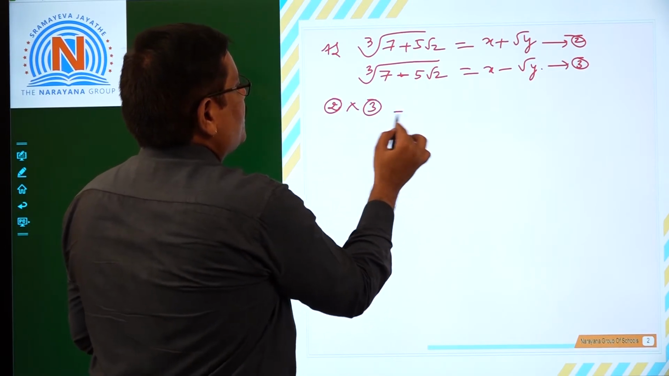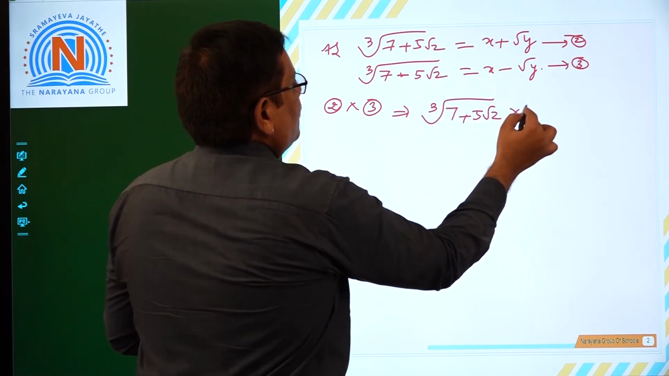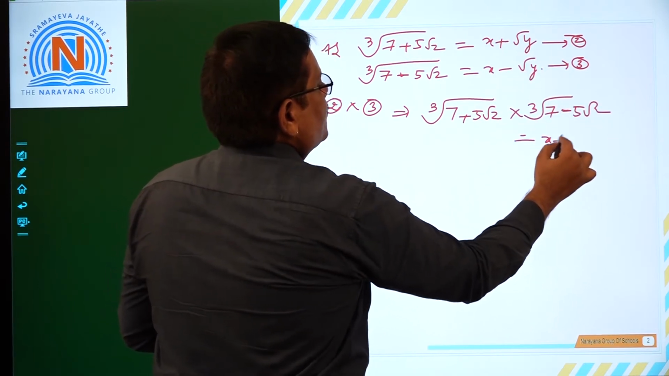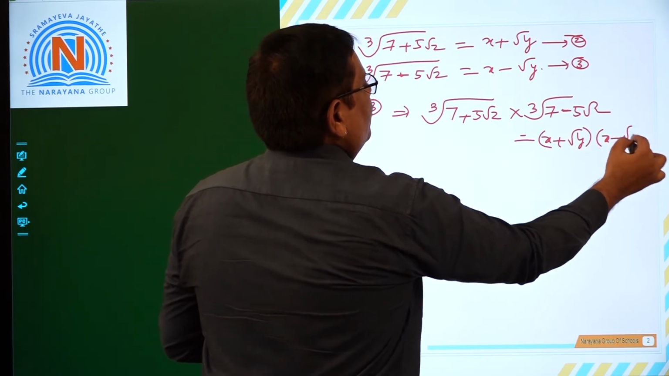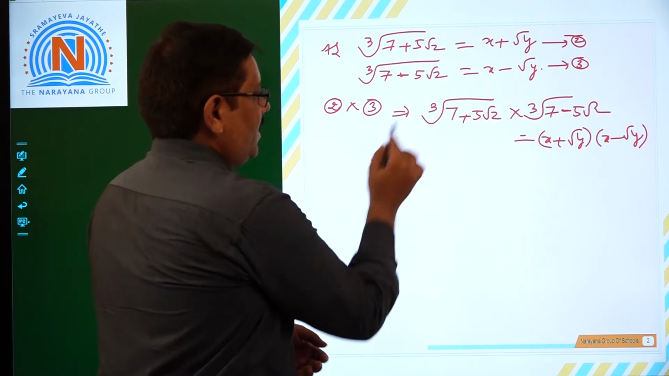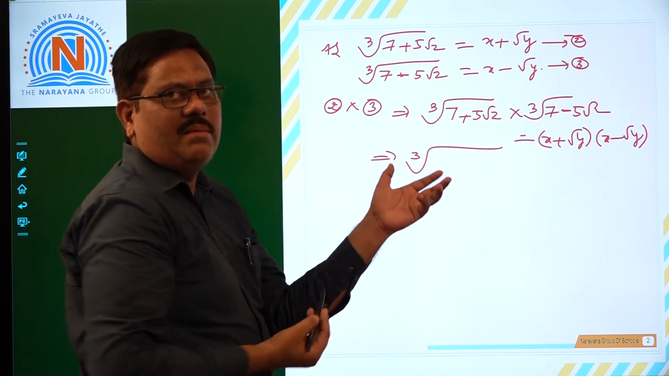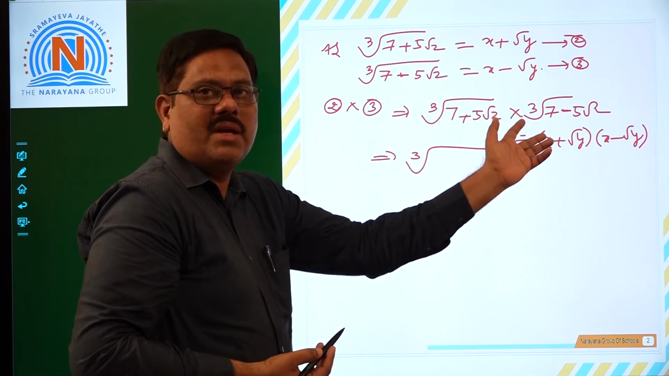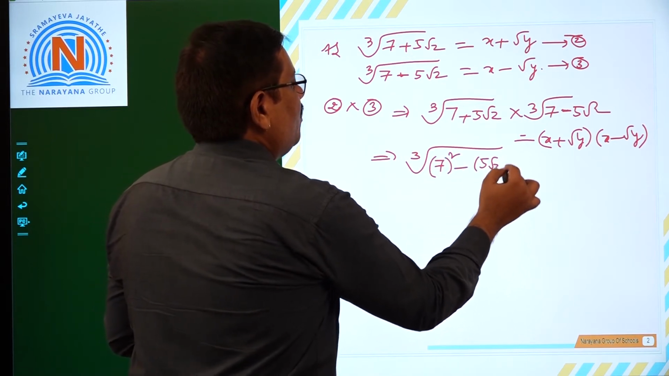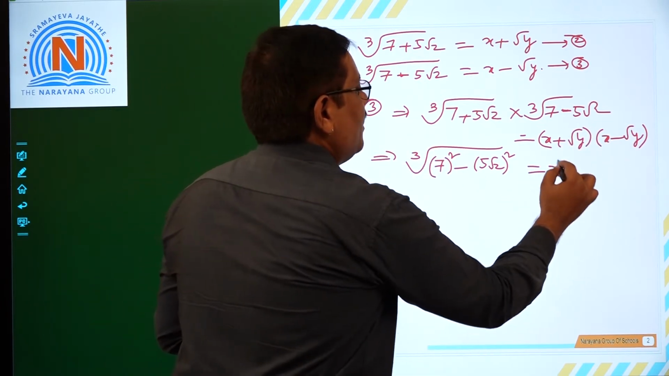If you multiply equations 2 and 3, here we are going to have cube root of 7 plus 5 root 2 times cube root of 7 minus 5 root 2. That is going to be x plus root y times x minus root y. On the left, it is also a cube root, so we can write it as cube root of 7 plus 5 root 2 into 7 minus 5 root 2. I'll apply the identity a plus b into a minus b is a square minus b square. So what do you get now? 7 square minus 5 root 2 whole square. On the right here also I'll apply the same identity, a plus b into a minus b, that is a square minus b square.